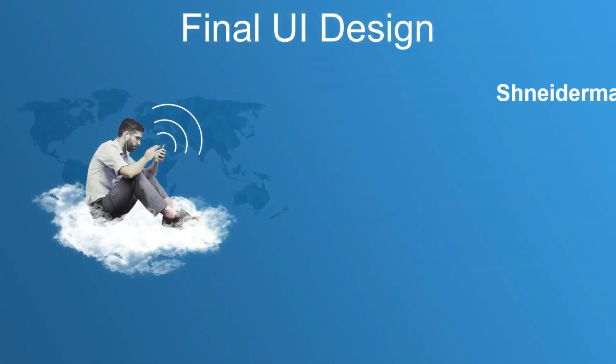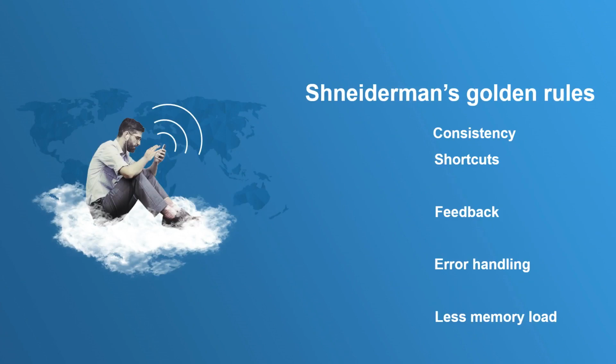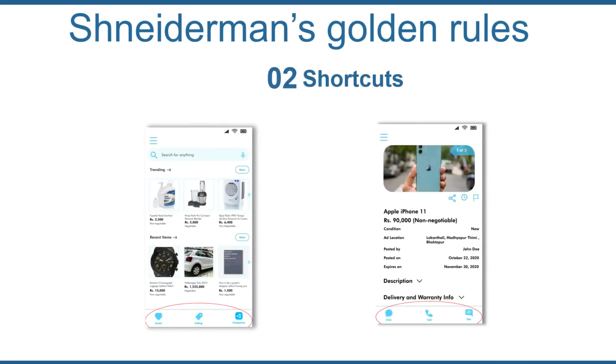Now let us dive into our final UI design approach. We used Schneiderman's golden rules of interface design as our base during the enhancement of the UI of the Hamro Bazaar mobile application. Let us see how some of these rules are applied. Firstly, consistency. The screen layout, typeface, fonts, colors, icons and menu hierarchy are all consistent throughout for similar situations and actions. Second, shortcuts for users.